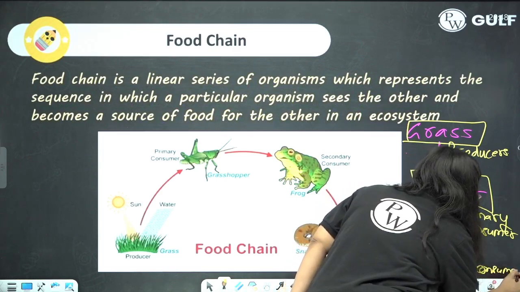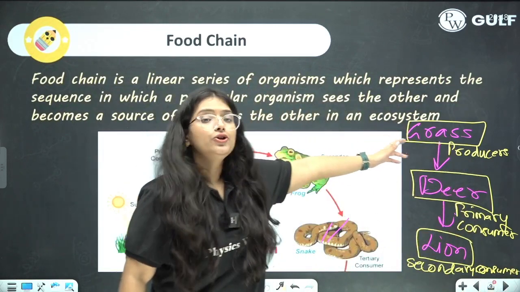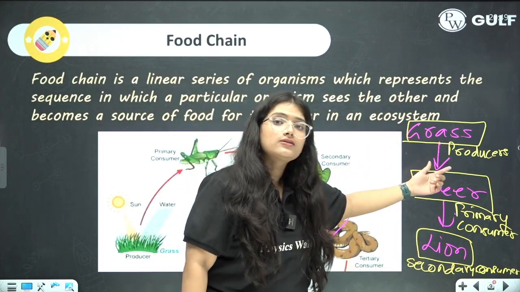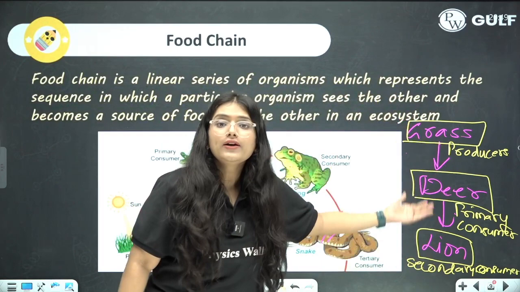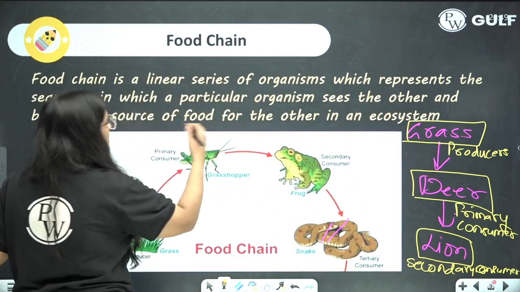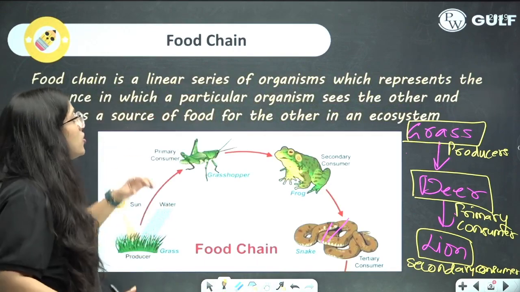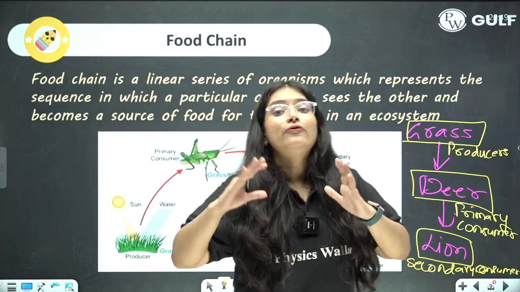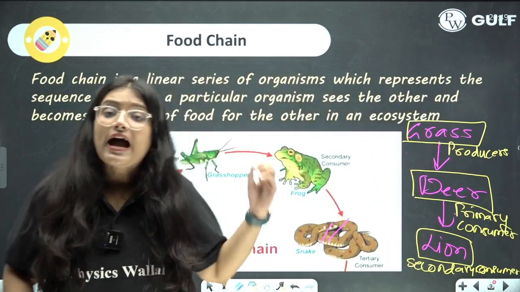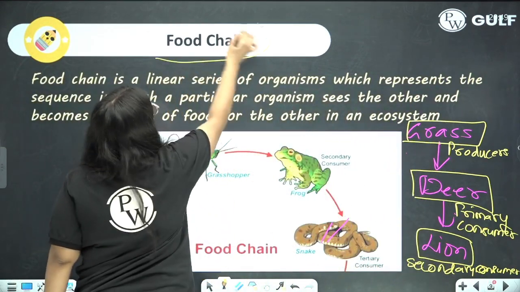Okay. So what have we seen here? Here the nutrients are transferring because the lion is eating the deer and the deer is eating the grass. So nutrients are flowing within these organisms, and this linear sequence of organisms which represents the flow of these nutrients is known as the food chain.